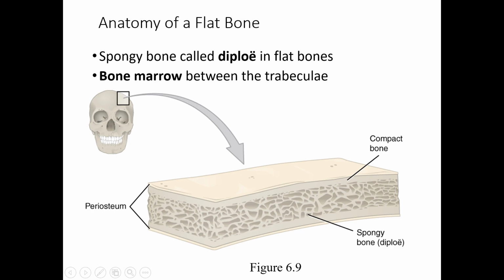Flat bones have a slightly different structure from long bones. They look like a sandwich on the outside. On each side there will be a layer of compact bone right here and right here, and also periosteum here and here. And in the center there will be a layer of spongy bone, just like in a sandwich, and spongy bone inside of a flat bone is called diploe.